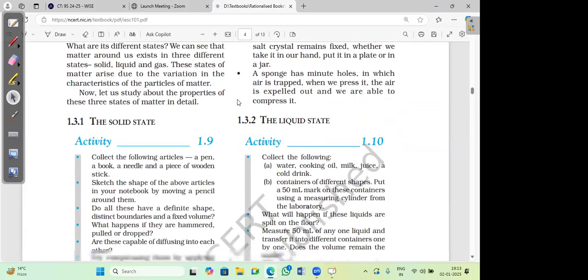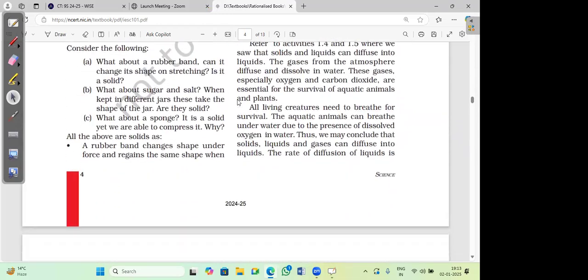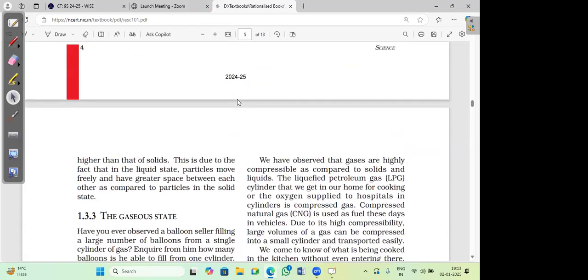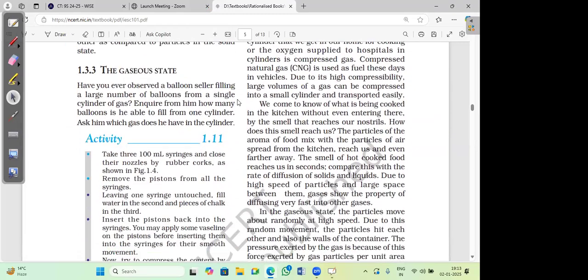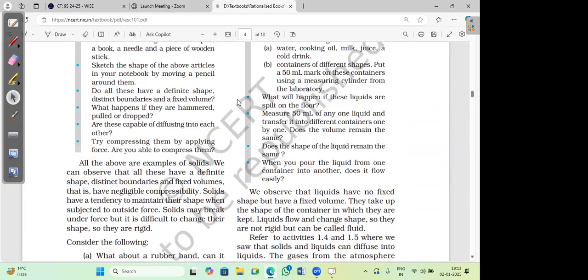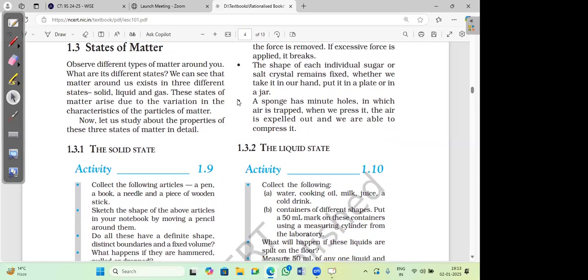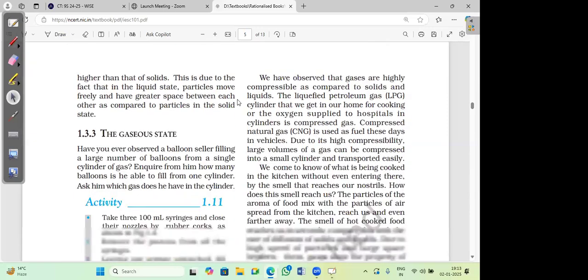Sir, is it because of this property that an iron almirah is solid at room temperature? Yes. If you have a question like, why should we call the iron almirah solid? It's because it has a definite shape and size, so that is why we call it a solid.